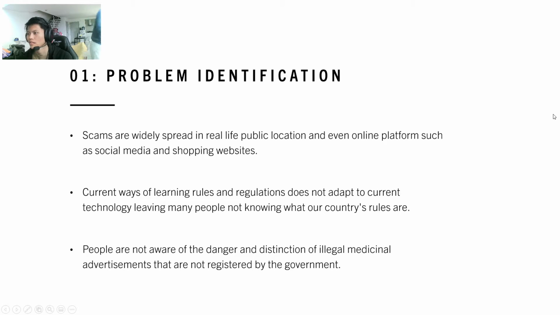Okay, so next, problem identification. Problem one is that scams are widely spread in real life public locations and even on online platforms such as social media and shopping websites. We have discussed this before. Current ways of learning rules and regulations do not adapt to current technology, leaving many people not knowing what our country's rules are.